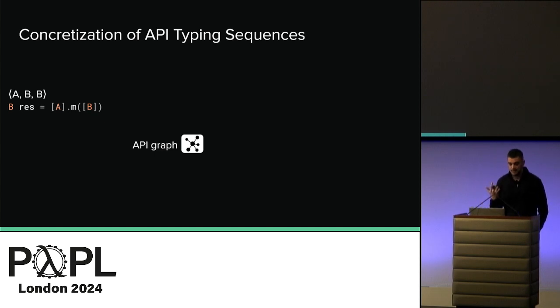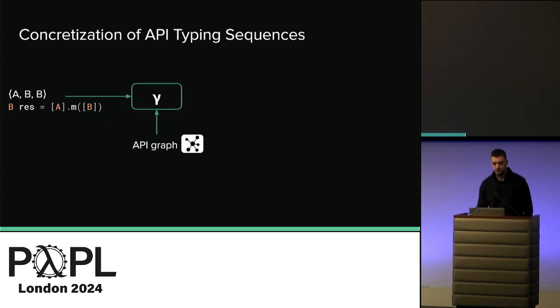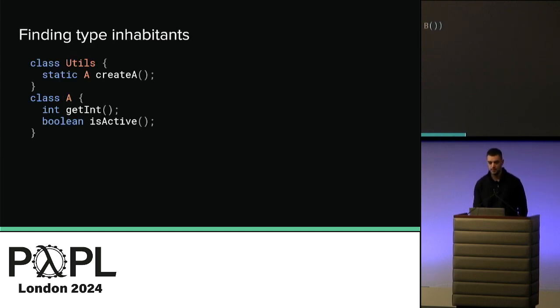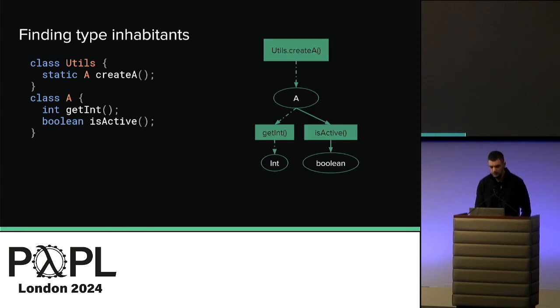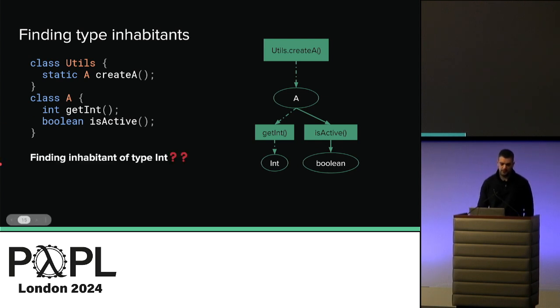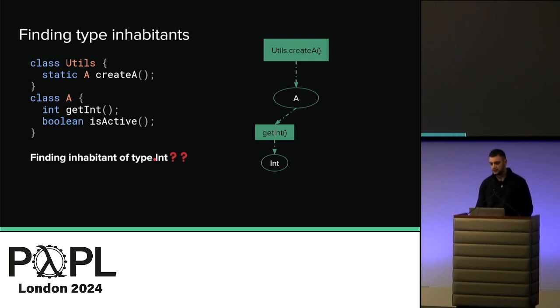And once we have a typing sequence and an API graph, we introduce a function called gamma, whose output is a concrete expression. This function gamma fills these holes with concrete expressions by finding type inhabitants recursively. And we do that through component-based program synthesis. So finding type inhabitants when we don't have parametric polymorphism is pretty easy. For example, if we want to find an inhabitant of type int, all we need to do is just enumerate all the paths that lead to this type. Pretty easy.